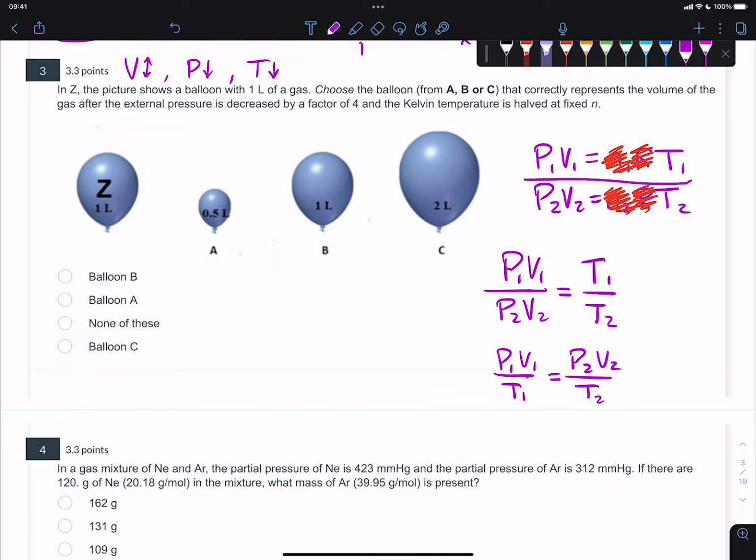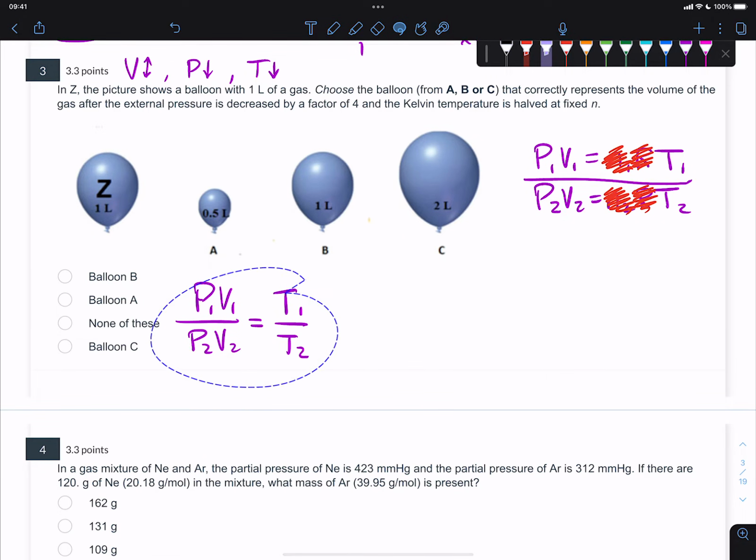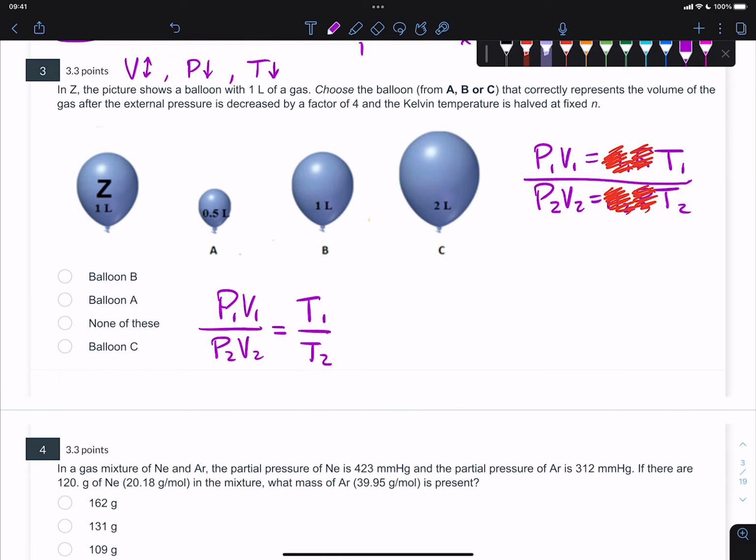So I'm going to stick with the top one, since that's the one that you're going to get from using the ideal gas law equation. Move this over here. And here's how you can solve something like this using problem-solving strategies. Replace the initial pressure. Do we know what the initial pressure is? We don't know what the initial pressure is.